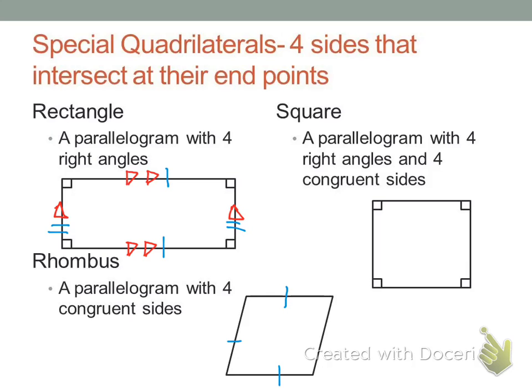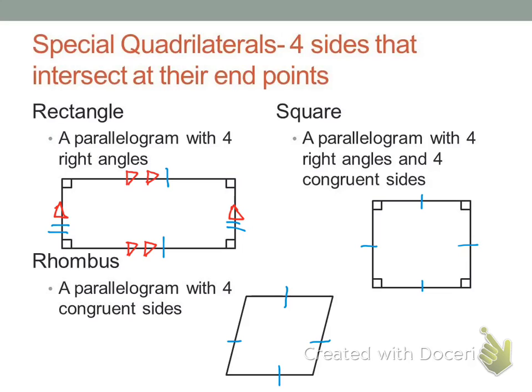A rhombus is a parallelogram with 4 congruent sides, and I can show that again with my hash marks to show that the 4 sides of a rhombus are, in fact, congruent. They're all the same. Then a square. A square has 4 right angles. I see that because of the boxes that are drawn in each of the angles, and 4 congruent sides. So again, I have my hash mark in each one of the sides, and this shows that the sides are congruent.